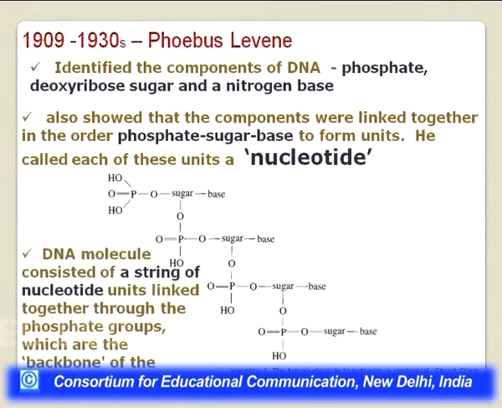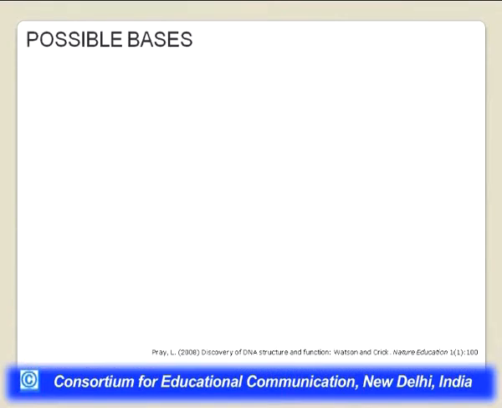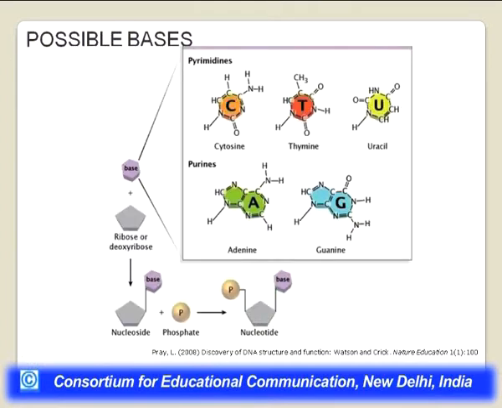The DNA molecule consisted of a string of nucleotide units linked through the phosphate groups, which are the backbone of the molecule. The possible bases were divided into two categories, the purines and the pyrimidines. The purines could be adenine and guanine, and the pyrimidines could be cytosine, thymine and uracil. The nucleoside is the ribose sugar connected with the bases, and then it adds on the phosphate group to form a nucleotide. So the chemical composition of this nuclein material, or DNA, was basically identified by Phoebus Levene.